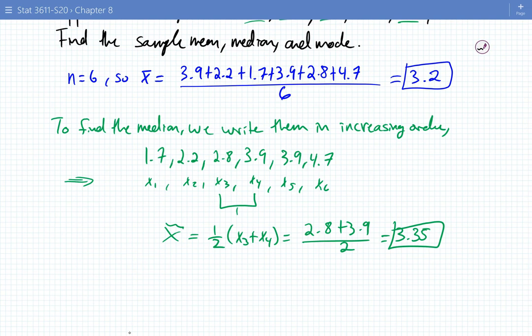3.35. Oh, last but not least, the sample mode. Well, I think it's pretty clear that 3.9 is the only observation that occurs twice. That one is the one that occurs most, so the mode is 3.9. Sample mean, median, and mode.